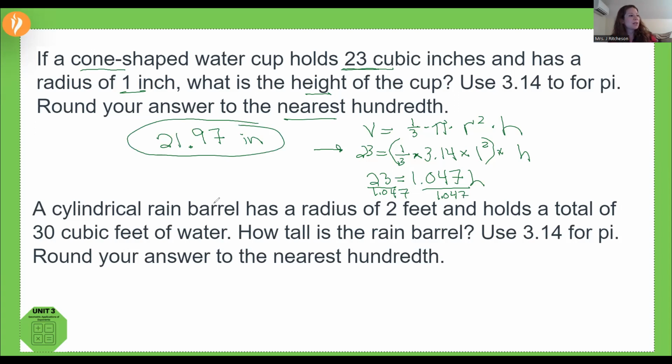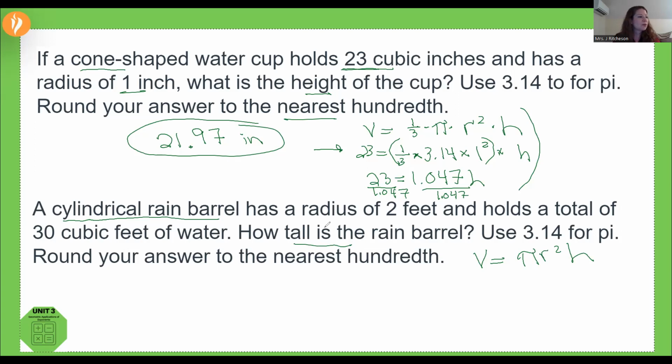All right, so the next one is about a cylindrical rain barrel. So this time we're using the volume formula for a cylinder, which is just pi times radius squared times h. So you guys pause the video, use my example here, and I want you to see if you can figure out the height of the rain barrel down here.